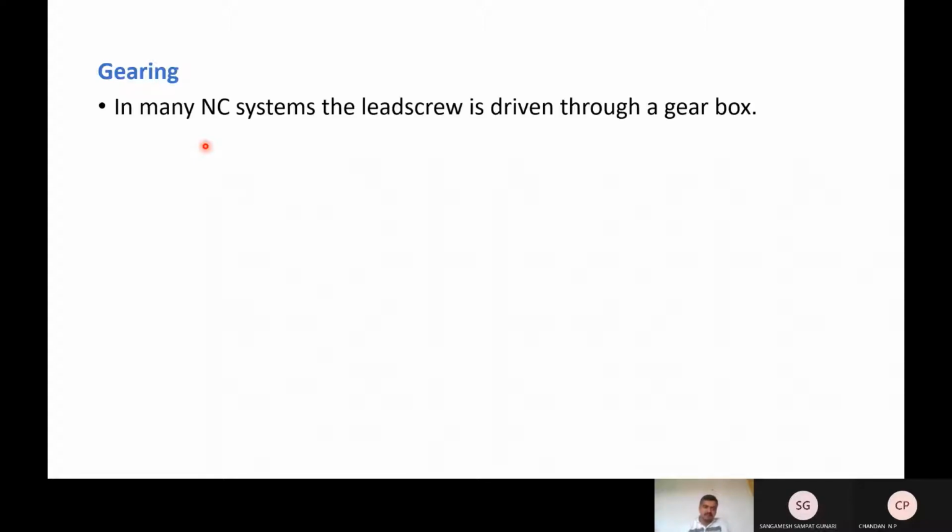Gearing. We go for gear ratios when we want to increase the speed. If you don't want the speed to be equal to the speed of the motor, then in order to increase the speed, you can go for gear ratios, which you are familiar with. In many NC systems, the lead screw is driven through a gearbox.